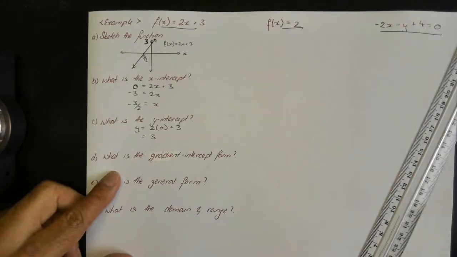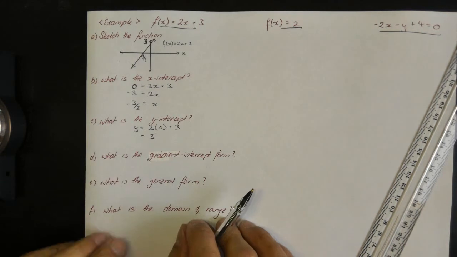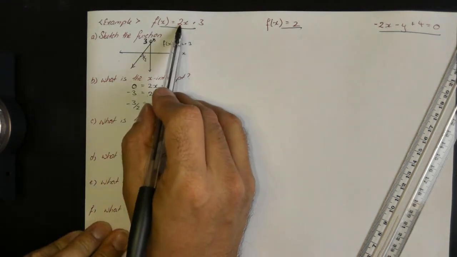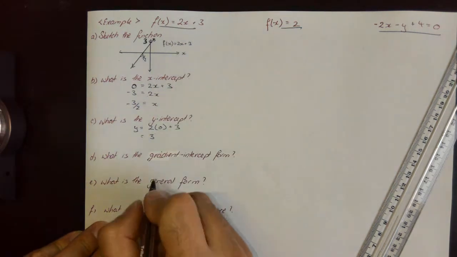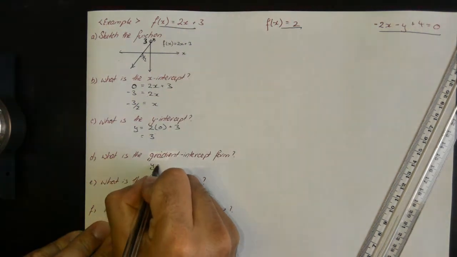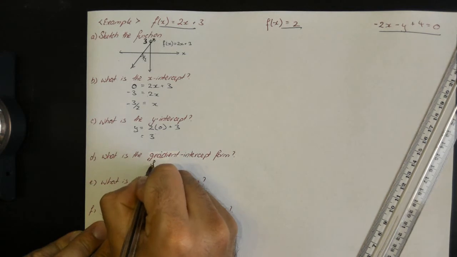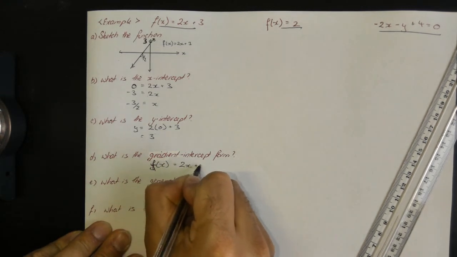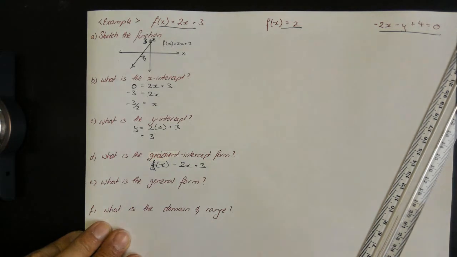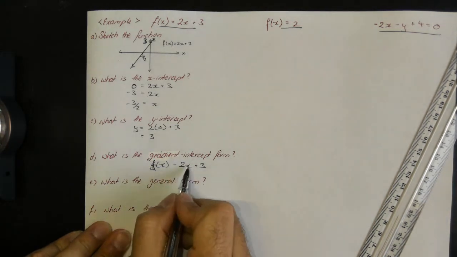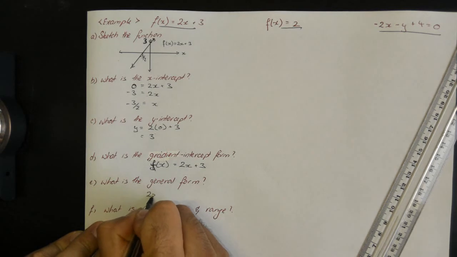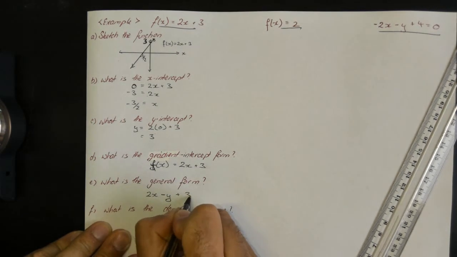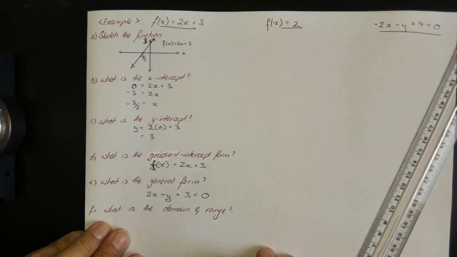So for example, this one, the gradient would be positive. Okay, so what is it in the gradient intercept form? Well, there's your gradient, the 2, and there's your intercept, 3. So we can either leave it as f of x or y equals 2x plus 3. If I want it in the general form, all right, my 2x is positive. I'm going to bring over the y. The 3 stays on the same side and set it to 0.